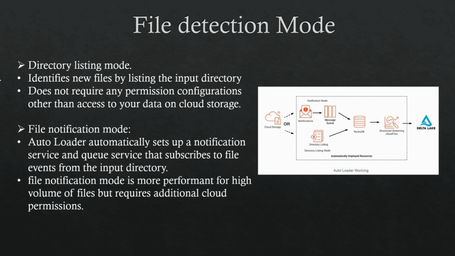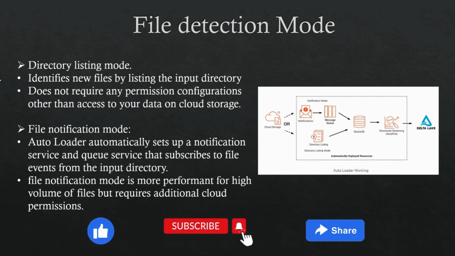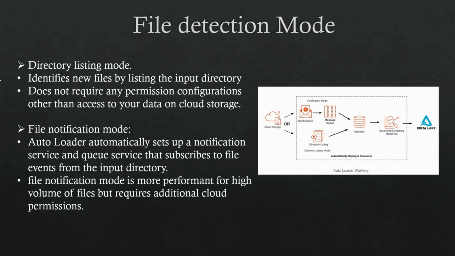The next thing is there are two ways Autoloader can decide whether the file has been processed or not. The first method is using the directory listing mode. In the directory listing mode, it goes through the complete input directory and identifies the new files. The benefit of this directory listing mode is you don't require any kind of permission or configuration other than access to the data on the cloud storage. You should only be able to read or access the data on the cloud storage. Apart from that, you don't require any permission. I'll tell you why I'm saying this.